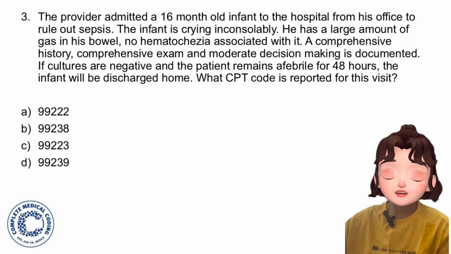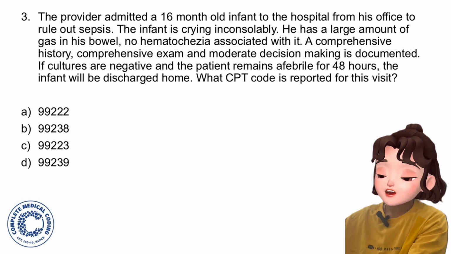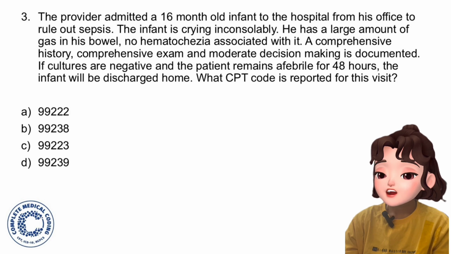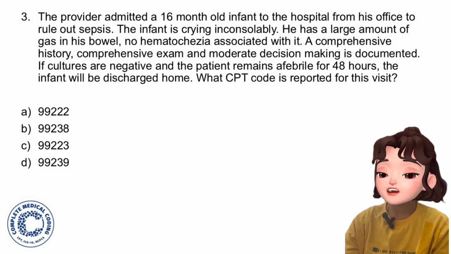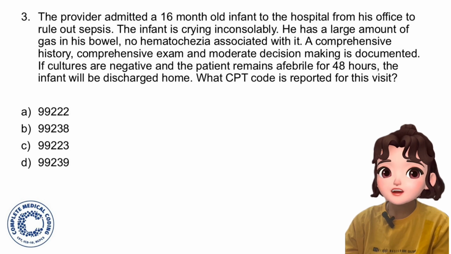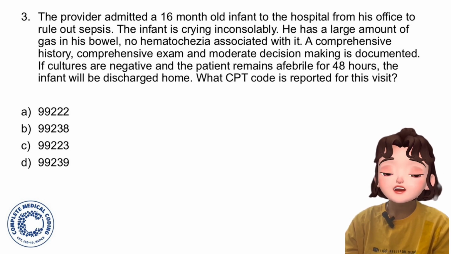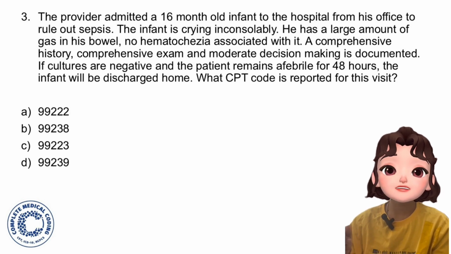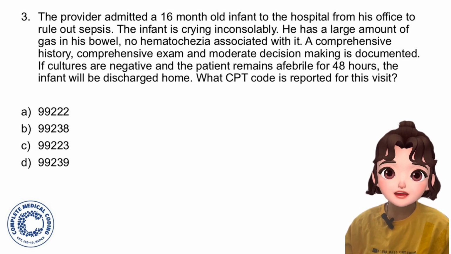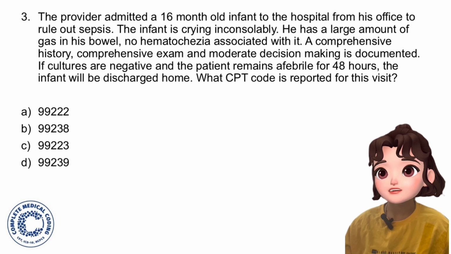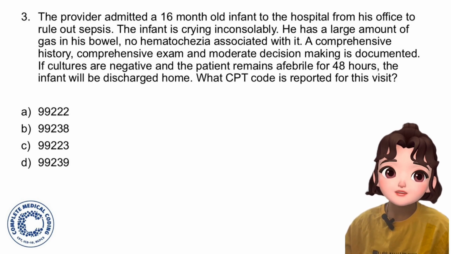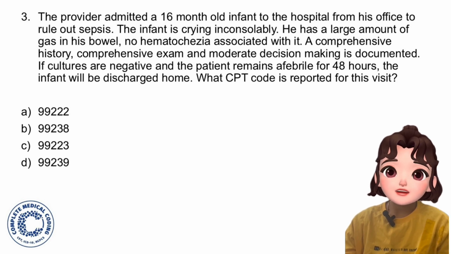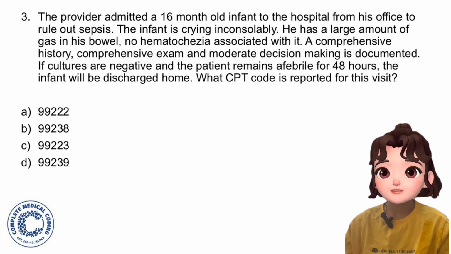Now, what are 99238 and 99239? 99238 is hospital discharge day management, 30 minutes or less, and 99239 is hospital discharge day management, more than 30 minutes. Both are wrong codes because this is discharge management. It was just mentioned that if the test results are negative, the patient will be discharged after 2 days. That doesn't mean this is discharge management. The patient is here now to rule out sepsis. So 99238 and 99239 are wrong codes. It should be 99222 or 99223.